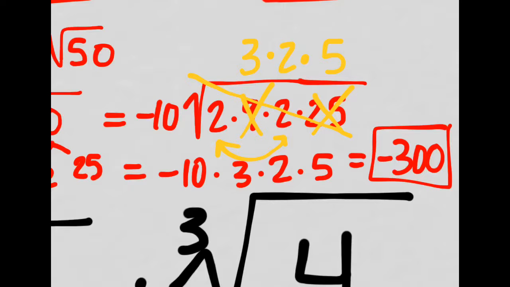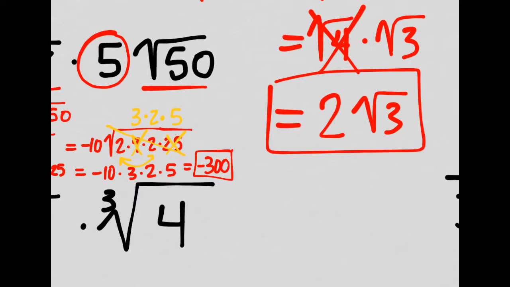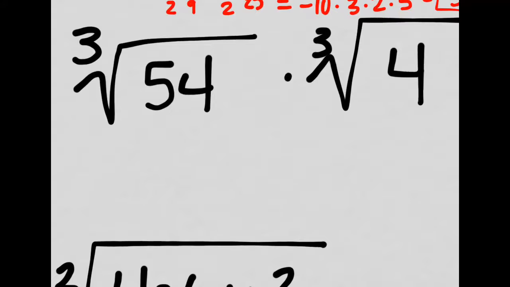Often you will have a radical left over like we did earlier. I had 2 times the square root of 3, but now I just have a negative 300, okay? It's possible as well. Okay, let's try another one. We've got 2 more to look at. This has a cubed root, so look real closely. If I have a cubed root, I have to have another cubed root to combine, and I do.